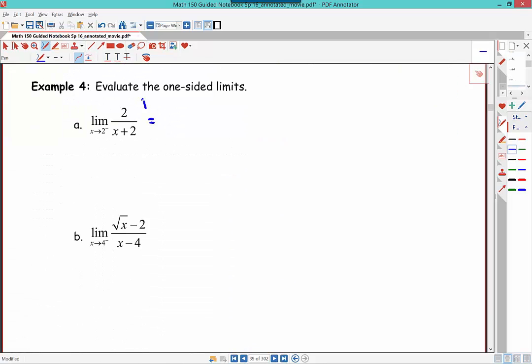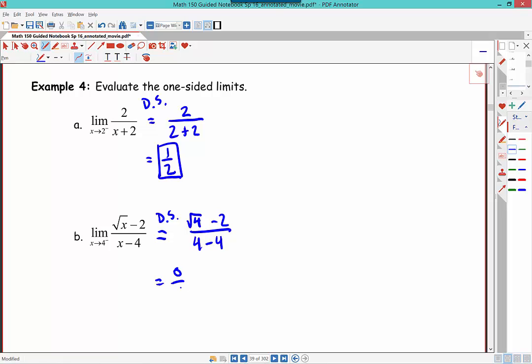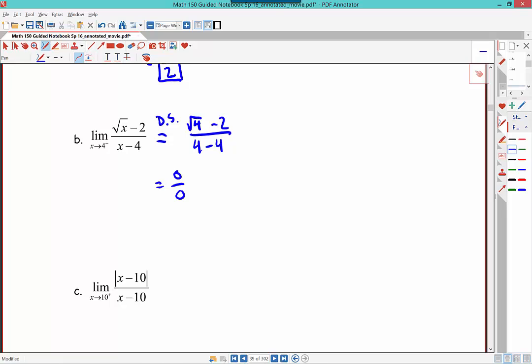We use direct sub right here. We'll get 2 over 2 plus 2, right? Which is just equal to 1/2. So that one didn't give us any trouble, right? Now, what about this guy? When we use direct sub, we get root 4 minus 2 over 4 minus 4, which is 0 over 0. And what did that mean? That meant, good, more work.